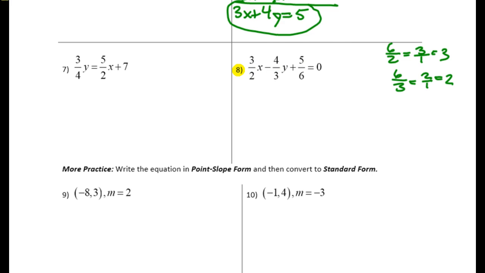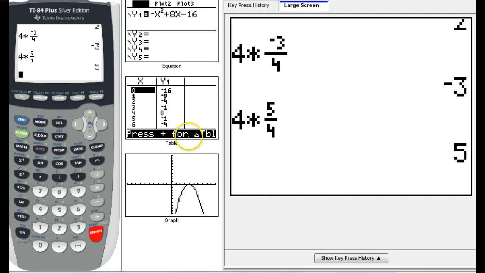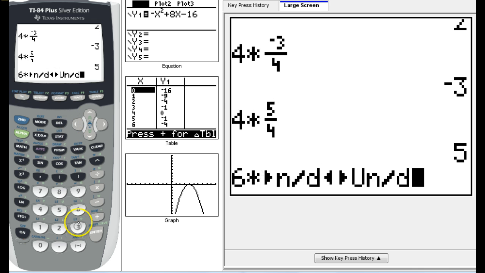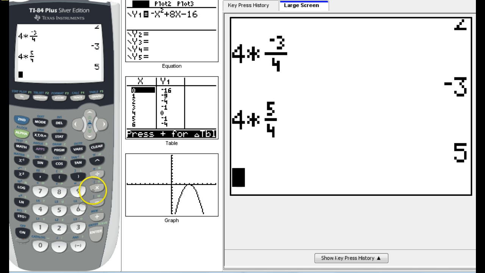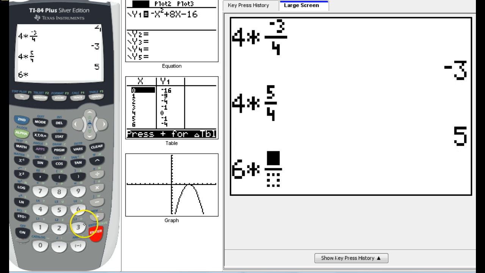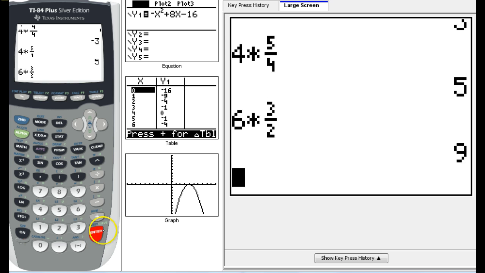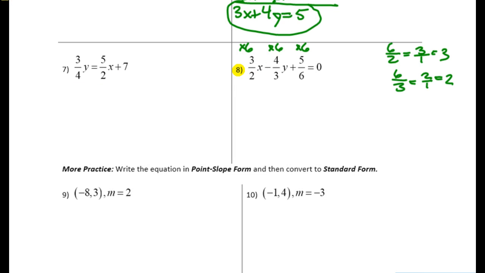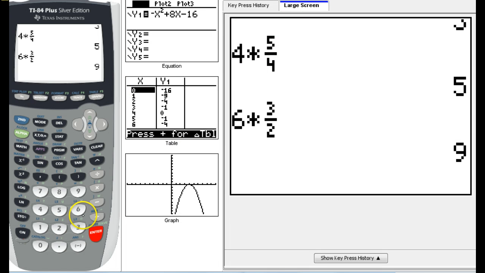Okay? So let's go ahead and do that then. So that's why we're going to multiply everything by 6. And because it's not the same number, you definitely would probably want to use your calculator here. Okay? So I'm going to do 6 times 3/2 first. 6 times 3/2. And that's going to give us 9. So all of this simplifies to 9x. Now I'm going to do 6 times that negative 4/3. So it's times 6 again.